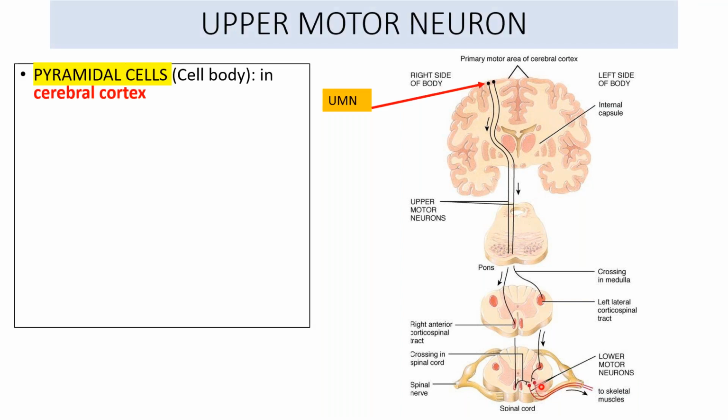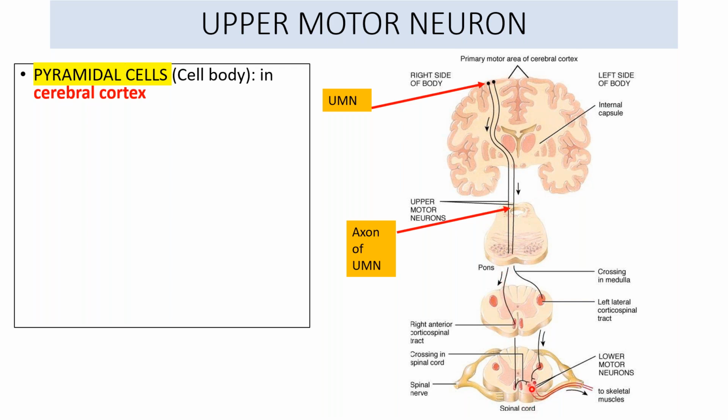Upper motor neurons are basically the cell bodies of pyramidal cells which are lying in the cerebral cortex. This is the cerebral cortex and there are pyramidal cells over here. And the pyramidal cell body is one of the components of the upper motor neuron. Now the second arrow is denoting the axons of the pyramidal cells or the upper motor neuron. These are the axons of the upper motor neuron which are descending down the cerebrum and reaching the level of the brainstem, till the level of the spinal cord.